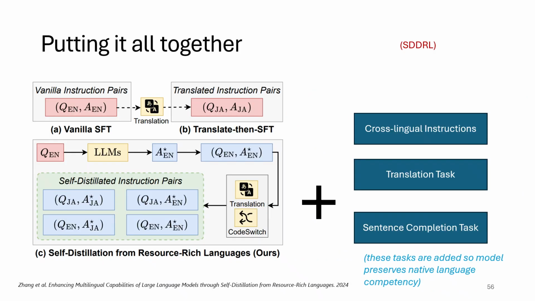Now we can put all these together. So we can have our vanilla SFT trained on just English instruction pairs. We can include translated data. We can include the self-distilled instruction pairs where you use the model's own responses and then translate them. And then you can use cross-lingual instructions as we talked about: question in English, answer in, say, Japanese or Hindi. Include translation tasks to improve cross-lingual alignment, and include sentence completion tasks to improve language generation abilities, so that native language competency is retained because you're using a lot of these translated datasets.